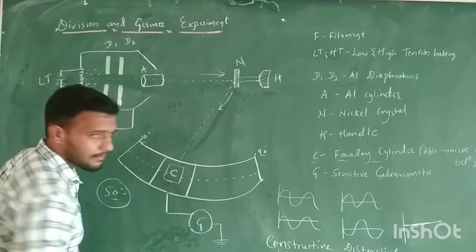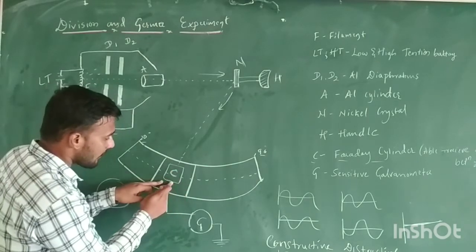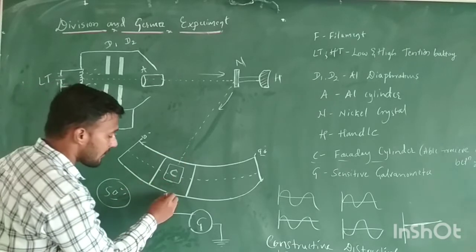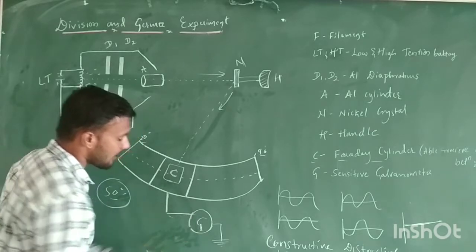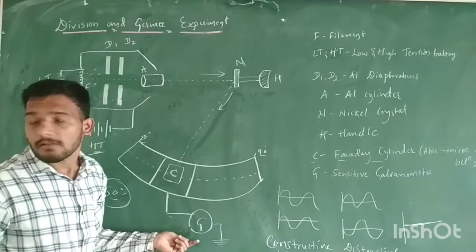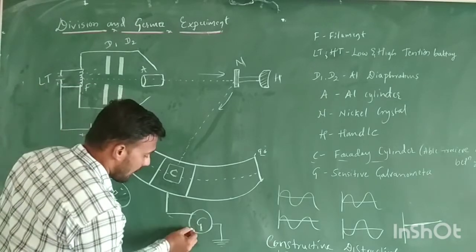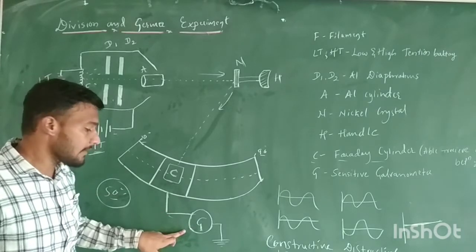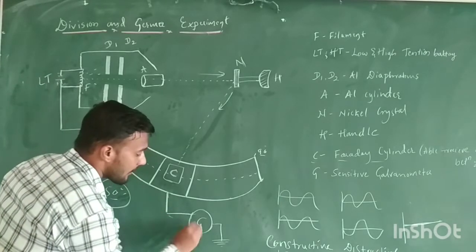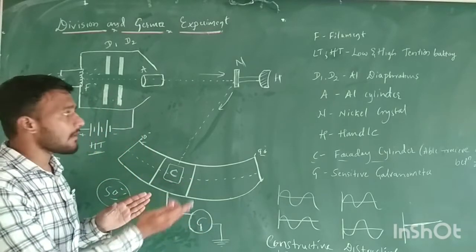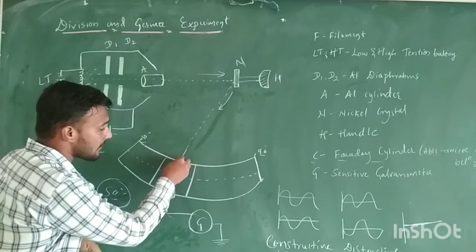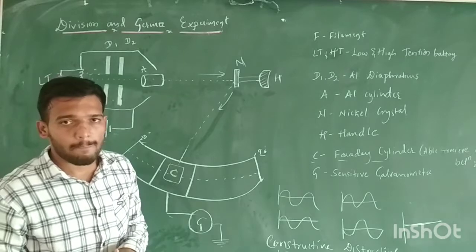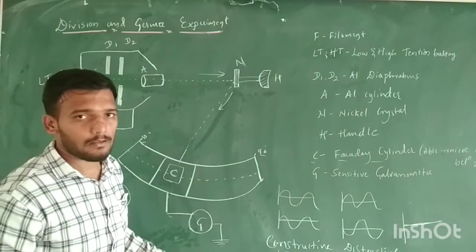When diffraction takes place, the Faraday cylinder records the diffracted electrons. This Faraday cylinder is also connected to a sensitive galvanometer, which finds the intensity of the diffracted electrons. Based on the galvanometer's deflection, you can know how much intensity the diffracted electron beam has.